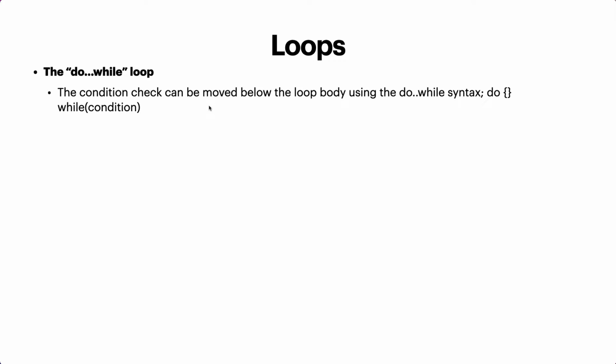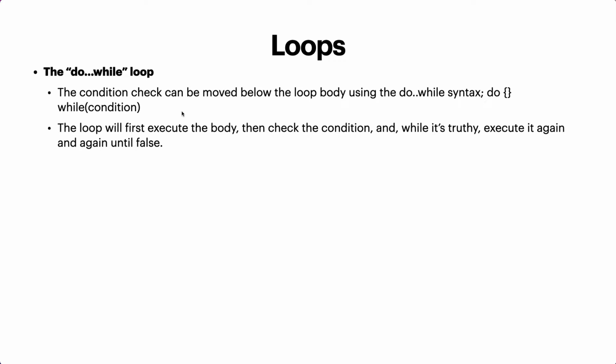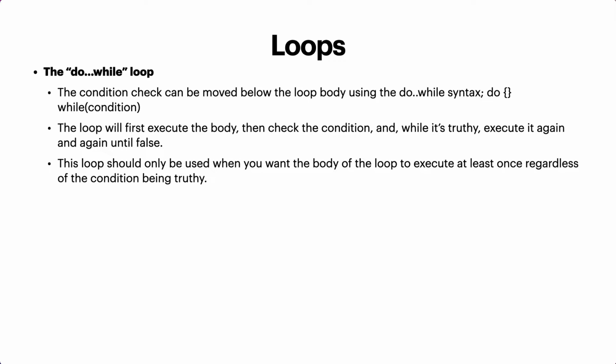So there is a slight difference between a do while condition, and then we'll just see, but you can already see the syntax. So we have a do keyword over here, and then the body of the loop, and then we have at the end the condition that we just saw. The loop will first execute the body, then check the condition, and while it's true, execute it again and again until it's false. So yeah, that is the normal way of how the loops work.